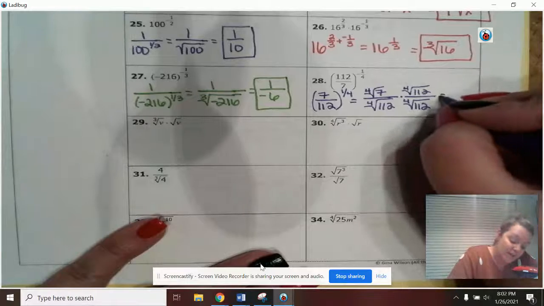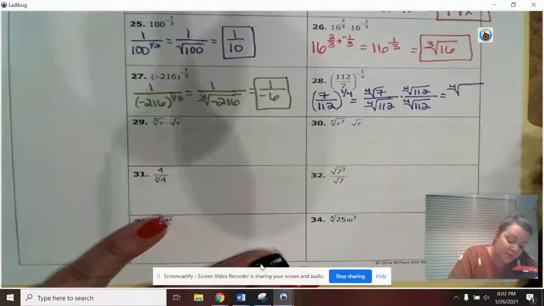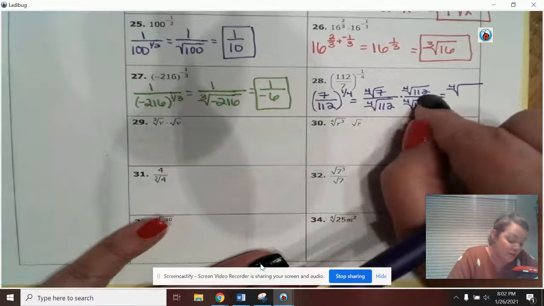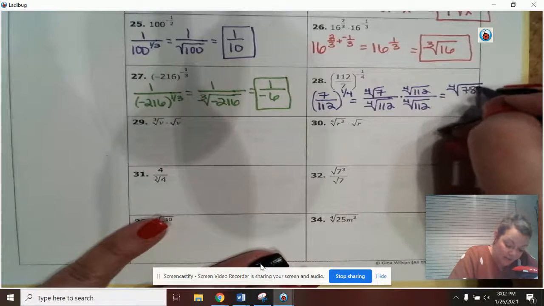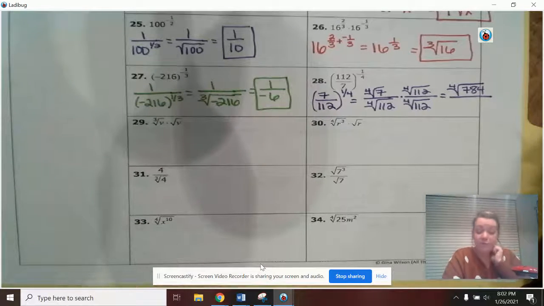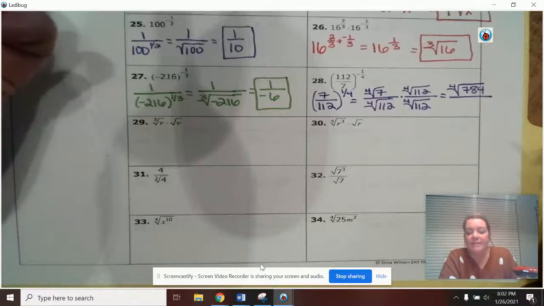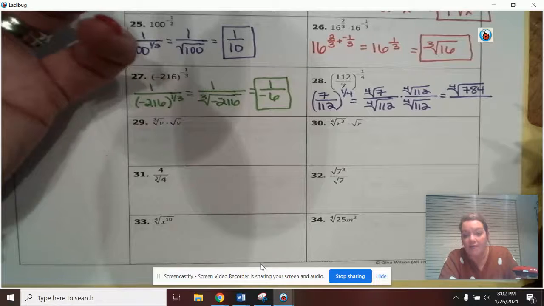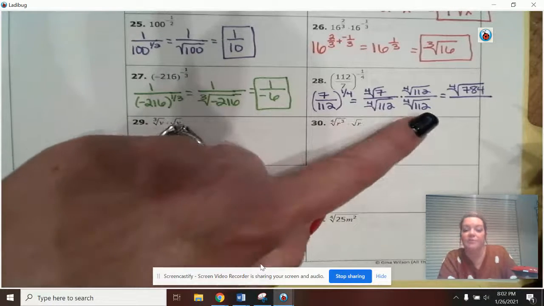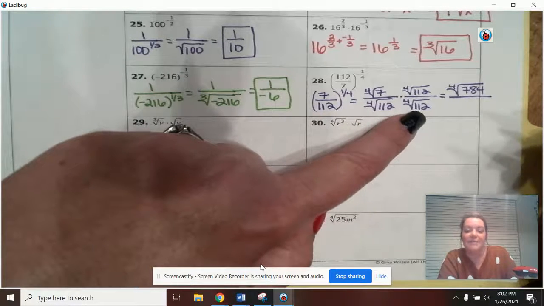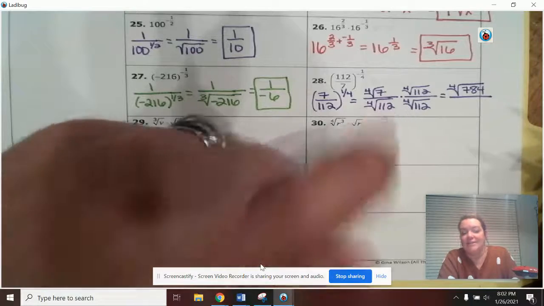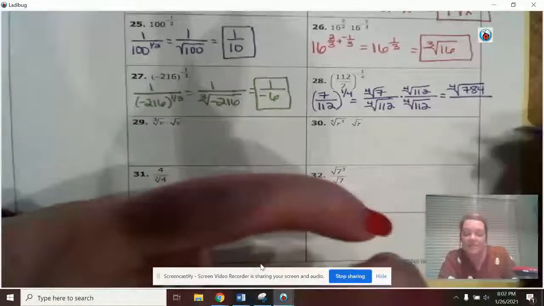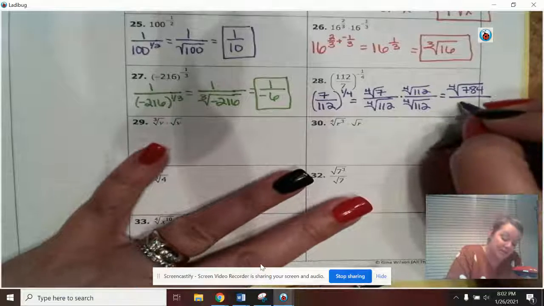And when I do that, in the top, I get the fourth root of 7 times 112, which is 784. And the fourth root of 112 times the fourth root of 112 is just going to give me 112. It's like the square root of 9 times the square root of 9 is the square root of 81, which is just 9. So the fourth root of 112 times the fourth root of 112 is, it's like you can cancel out the roots in themselves and you end up with just 112.